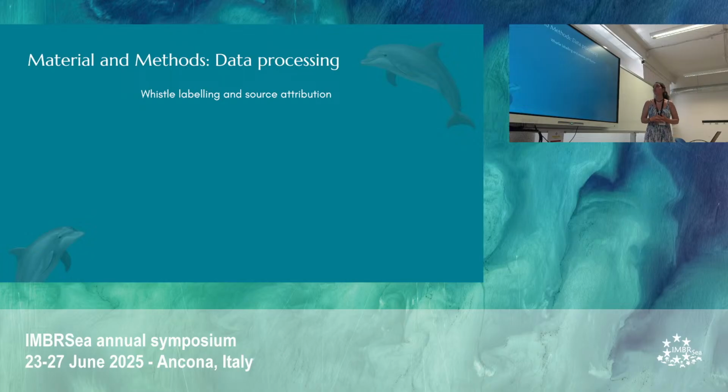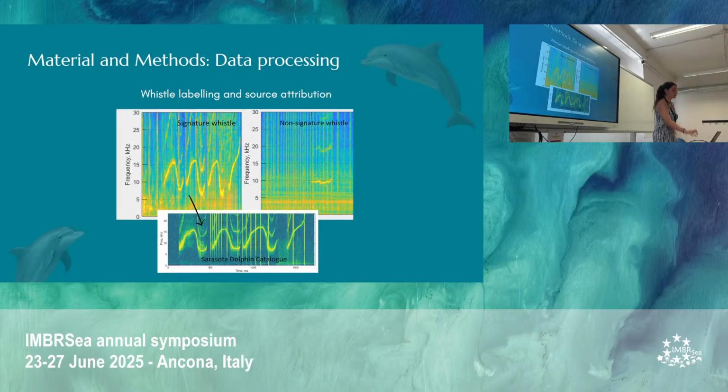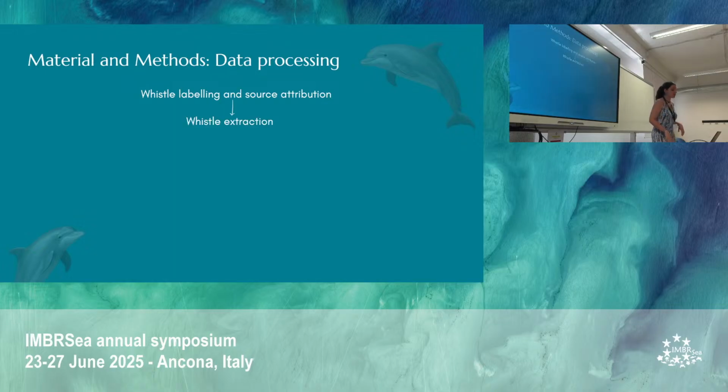And then we had to label all the whistles, and we did that using the Sarasota Dolphin catalog that we already had of each individual. So we knew the signature whistle of each individual, and we only had to compare whistles to the catalog to be able to identify signature whistles or other types of whistles, named non-signature whistles. After that, we extracted all the whistles into WAV files, or audio files, basically. And we started with the classifications.